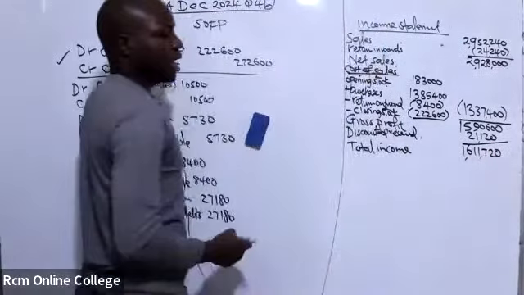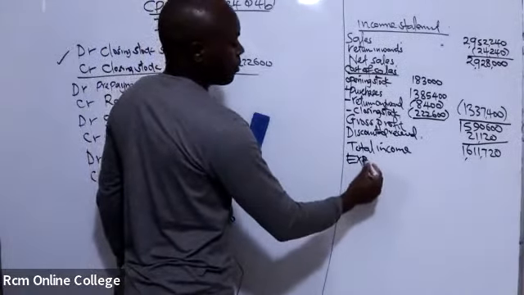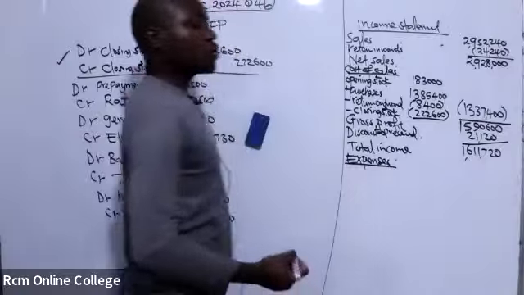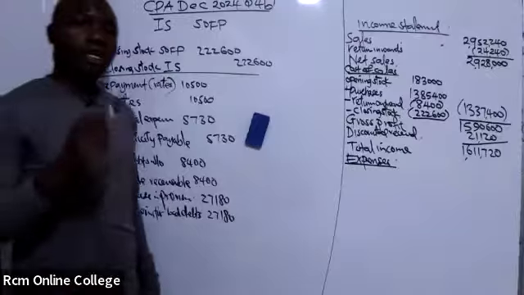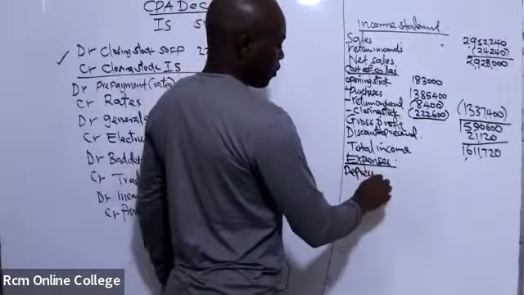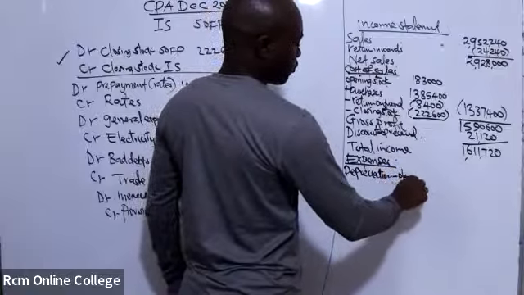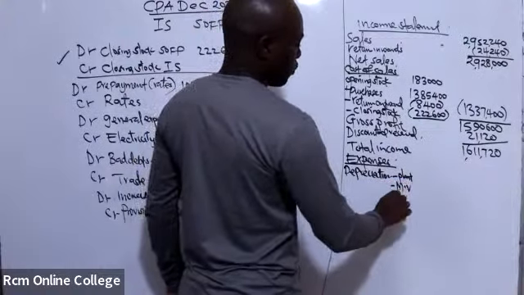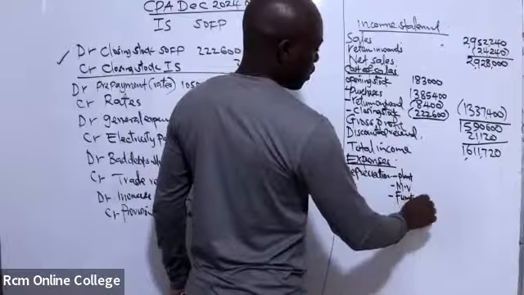16,11,720. Now, once that is done, we can comfortably talk about expenses. These expenses are so many, right? We start with the depreciation. You will give me depreciation for plant and machinery. You will give me depreciation for motor vehicle, right? You will give me depreciation for furniture and fixtures.